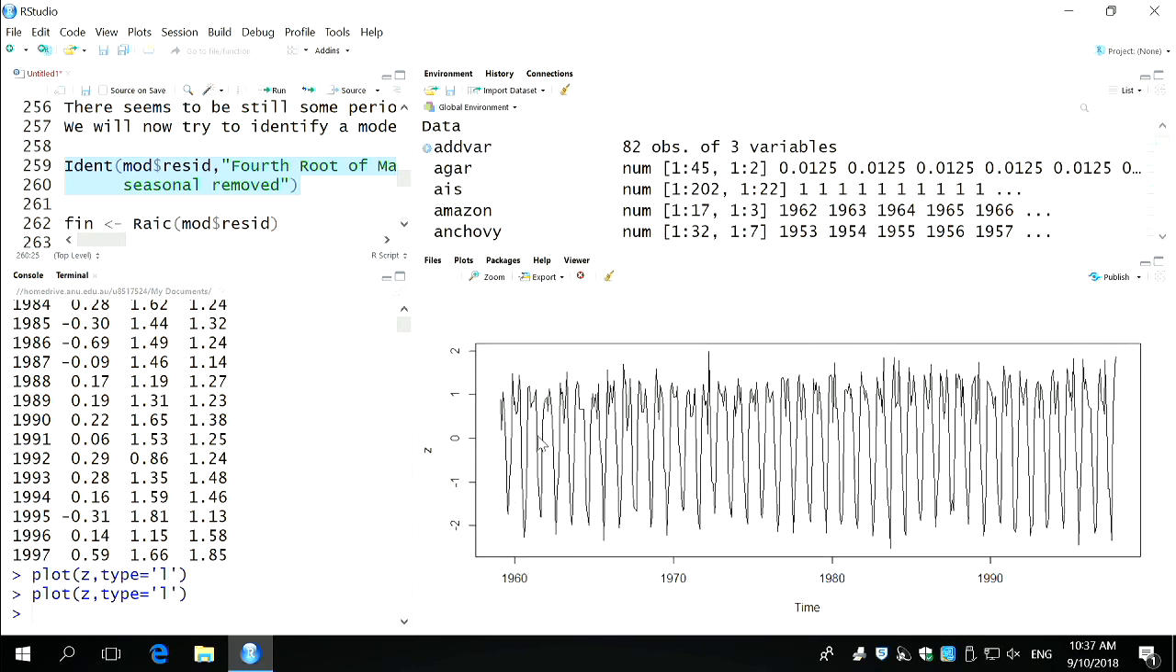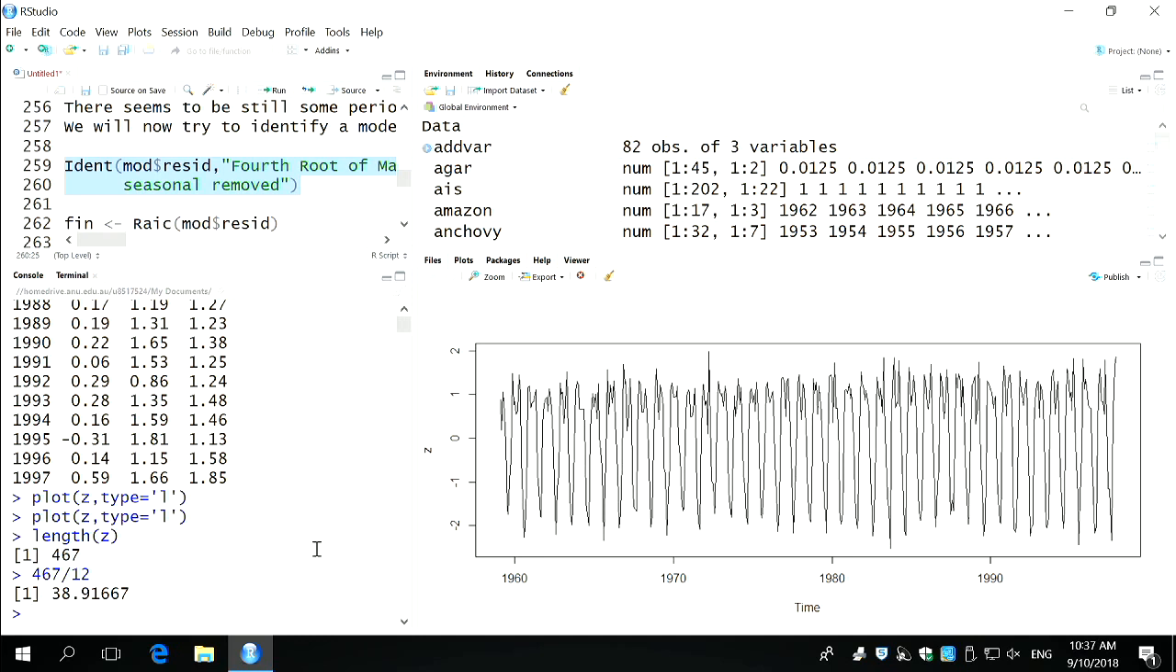There. So you can still see there's still highly regular behaviour here, again with frequency 12. So what's the length of Z? 467. 467 divided by 12 doesn't quite go. Reason? I used to have 39 full years of data. Now I've got one less than that because when I take differences, the first one disappears. So when I set up my seasonal factor for this, I'm going to have to take that into account.